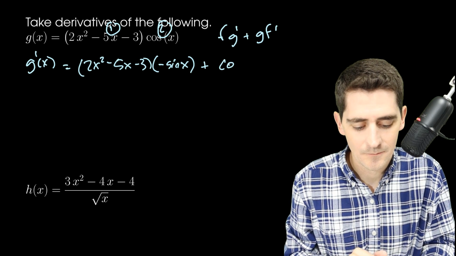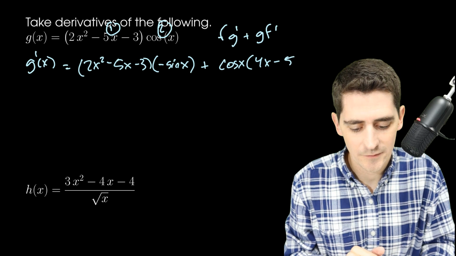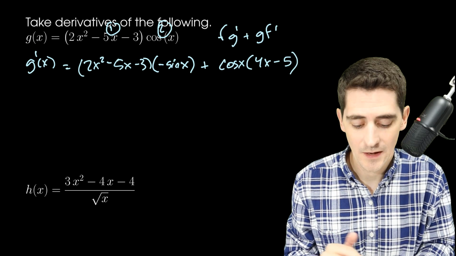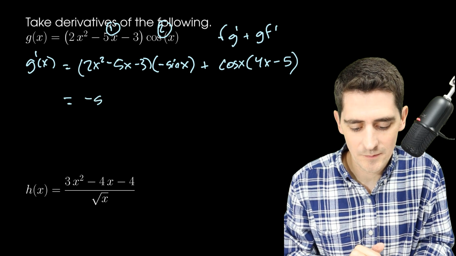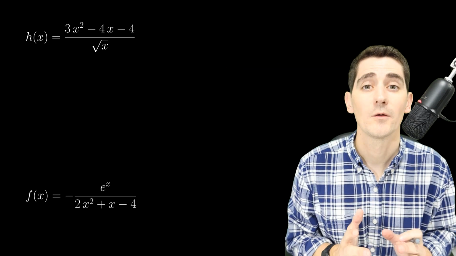Plus the second times the derivative of the first, which is 4x minus 5. That's just a simple power rule. And there we have it. There's not much to do other than we might put the sine x first, but other than that, there's not much. So now we're going to move on to the second one.